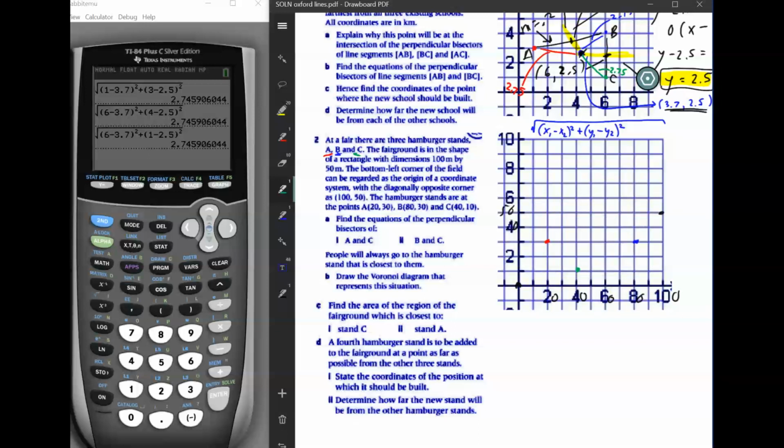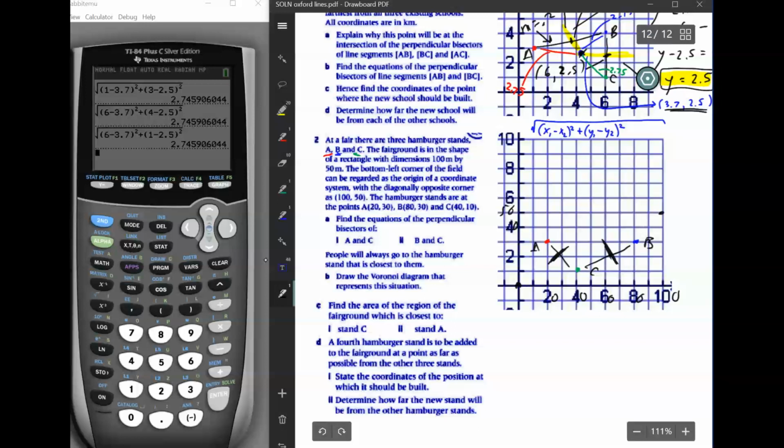And then it says to find the equations of the perpendicular bisectors of AC and BC. So first thing I'm going to do is draw the line segments which connect, and label the points, okay? A, B, C. So it says perpendicular bisectors of AC and BC. So AC would be this line, and BC would be this line. We want the perpendicular bisectors of these lines, which would be like this and this, right?